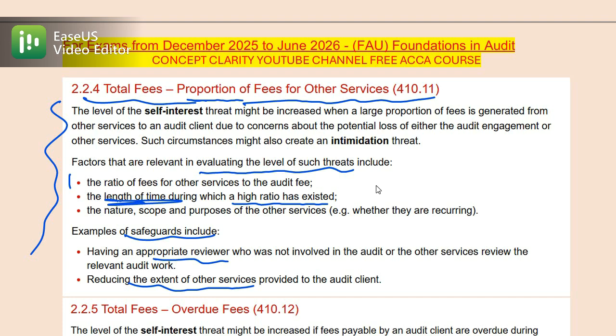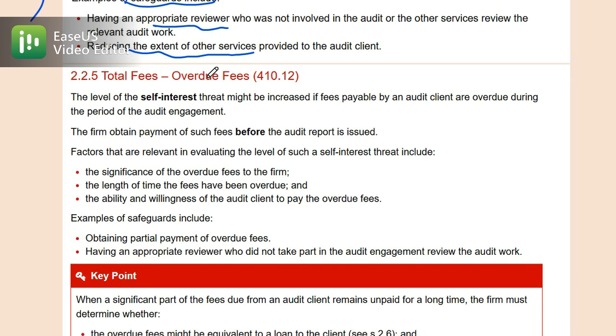Okay. Now let's move on to total overdue fees. This is also a very practical issue that can directly affect audit independence. You have to remember this because in the exam you may be asked a question like this. Imagine you are auditing a company, but the client hasn't paid last year's audit fee yet. So you are still working on this year's audit, but those old fees are overdue.